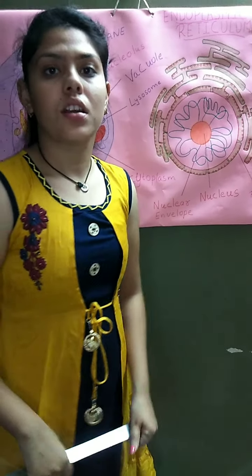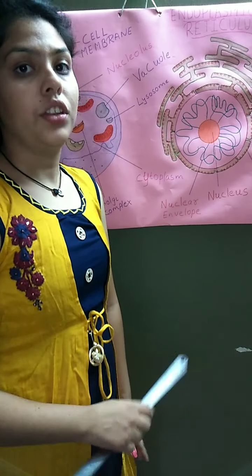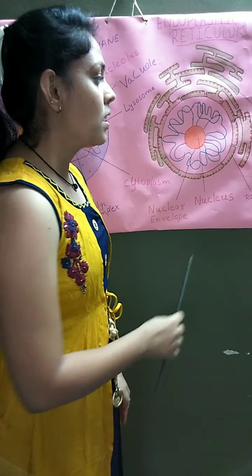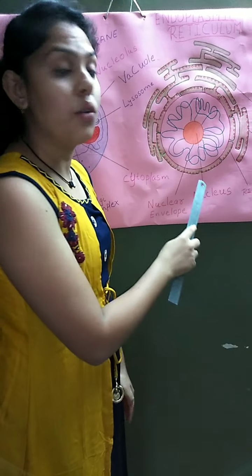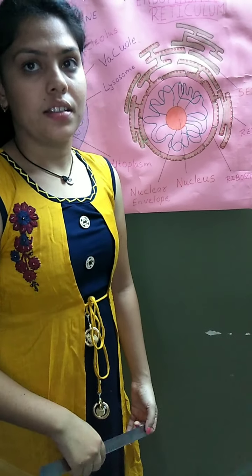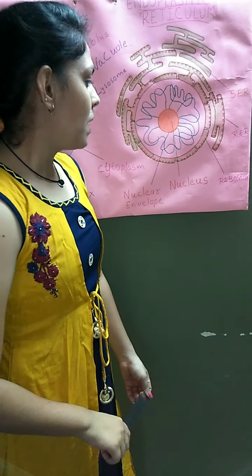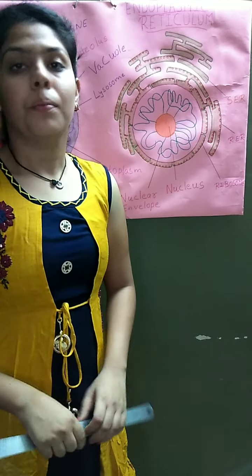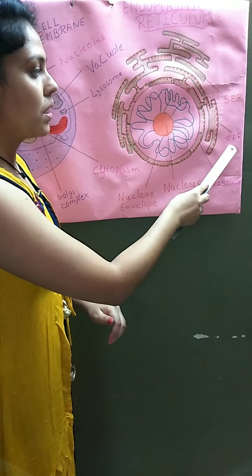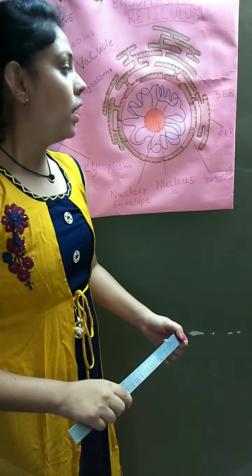This is a large network of membrane-bound structures with tubes and sheets. Its structure looks like a net, and it has tubes or round oblong structures that are called vesicles. In the endoplasmic reticulum, there are two types: rough endoplasmic reticulum and smooth endoplasmic reticulum. We will learn in detail.